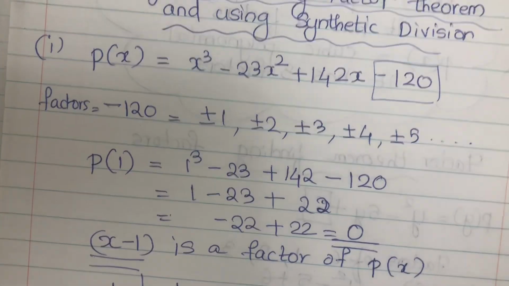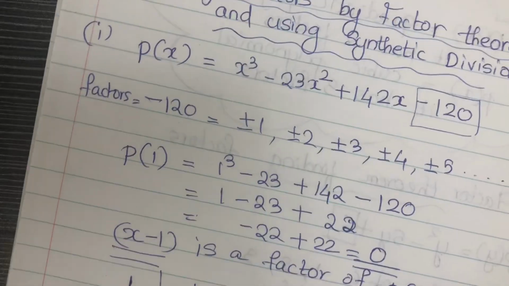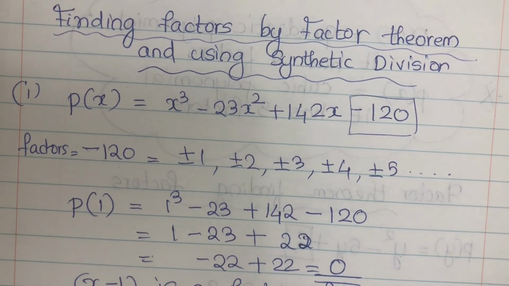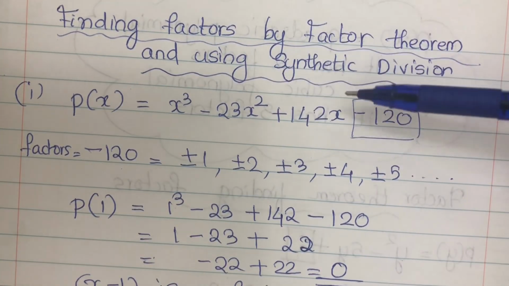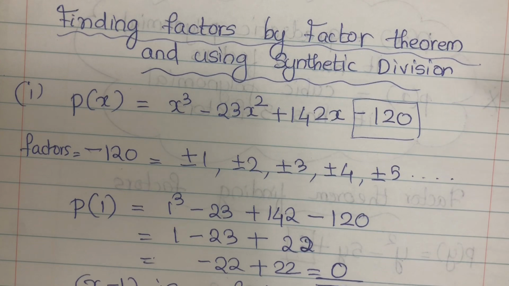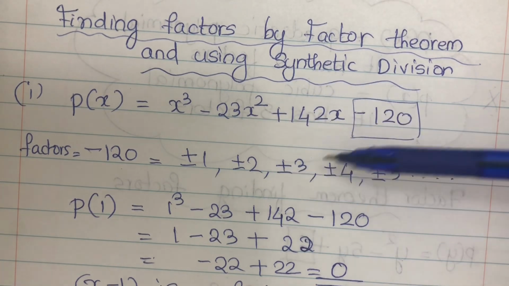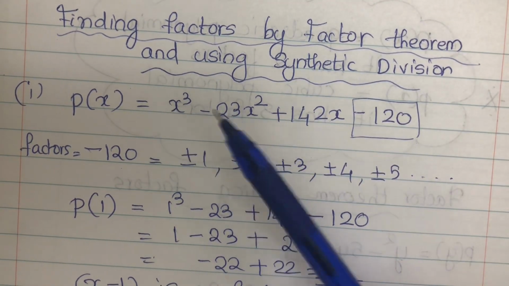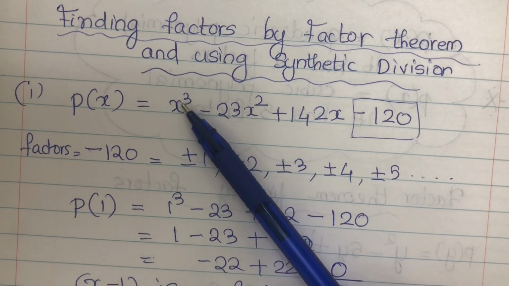A small recap of what we have done in the previous class, that is finding factors by the factor theorem and using synthetic division. We had a quadratic equation first, no? For a quadratic equation, how many factors will be there? 2. That we have done by using the splitting method. And if we have a cubic polynomial, we have 3 factors and the highest degree is 3.